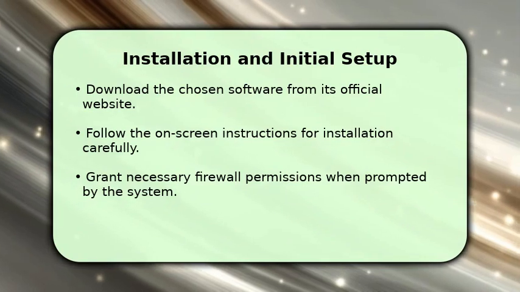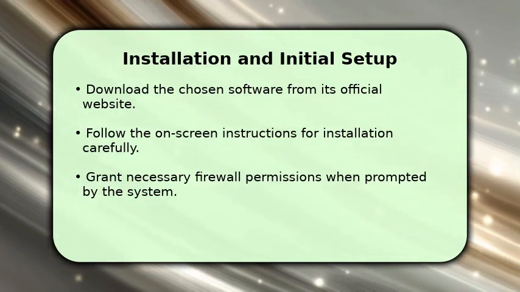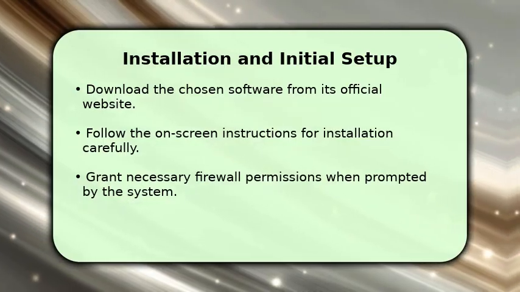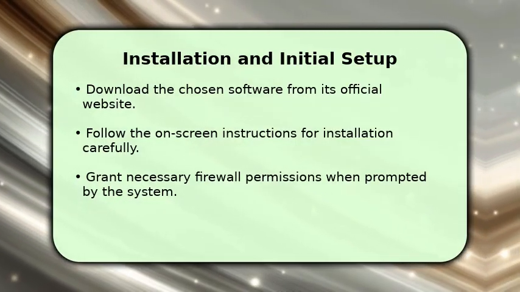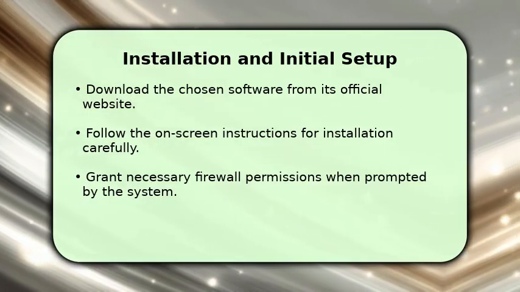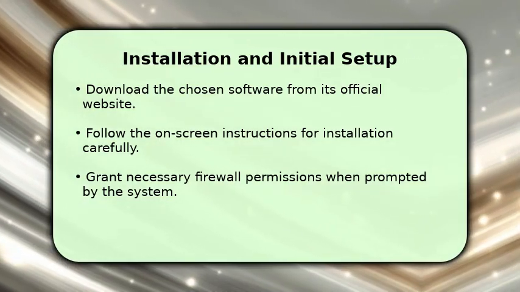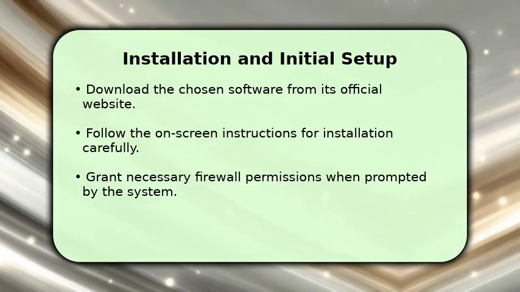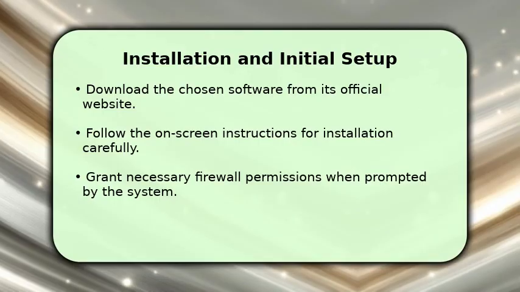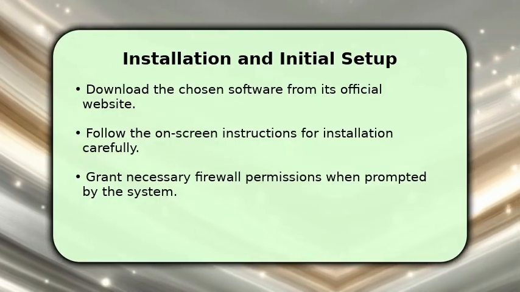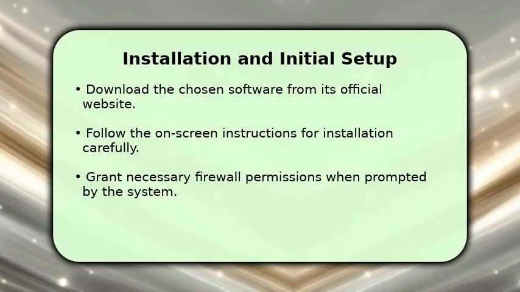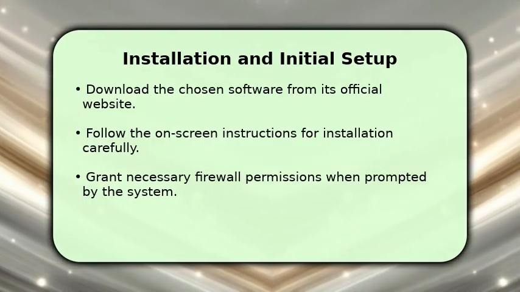Once you have chosen your preferred AirPlay receiver, the next step is installation. Download the software directly from the official developer's website to ensure authenticity and security. During installation, pay close attention to any prompts, especially those regarding firewall access. You'll need to grant permission for the application to function correctly. After installation, launch the program. It typically runs quietly in your system tray, ready to receive AirPlay signals from your Apple devices.